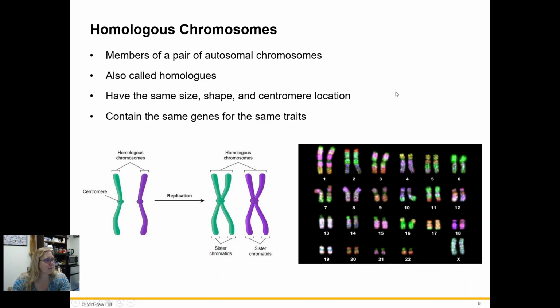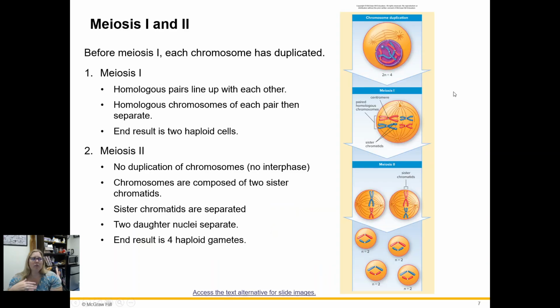Okay, so now that we know some of the big vocab here, let's go through the basic steps of meiosis and kind of talk through what's happening here, and then we'll compare that to mitosis. So in meiosis, we have to talk about it as meiosis 1 and meiosis 2. In order to get 4 cells at the end, we have to actually see 2 divisions. The first division creates 2 cells, and then those 2 cells go through division a second time to generate 4 cells, okay?